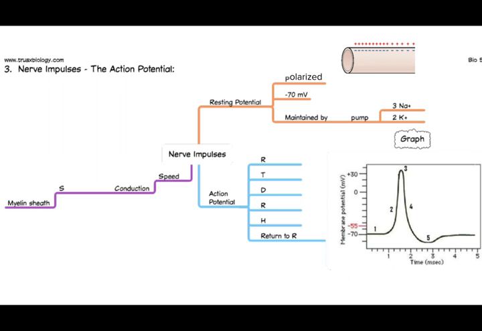You might draw a real quick sketch, just show a little tube, put some pluses on the outside, some negatives on the inside to show that's what it looks like at rest. If we were to measure it, it would be negative 70 millivolts, and it gets maintained by this thing called the sodium-potassium pump. The video will show you more detail about the sodium-potassium pump.